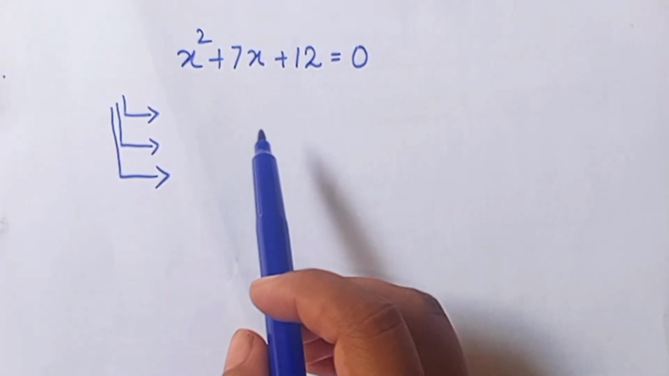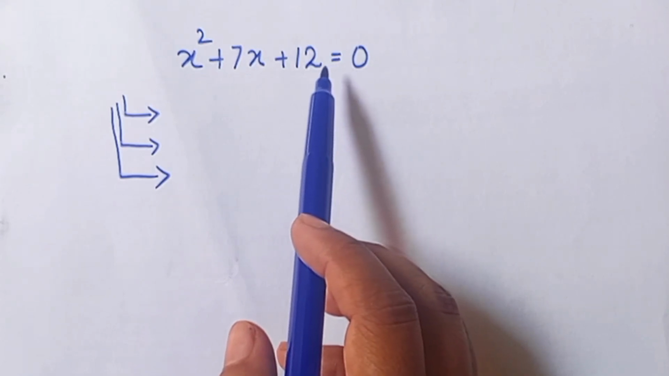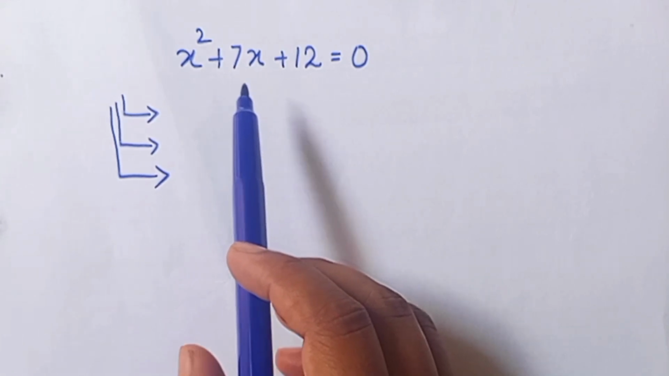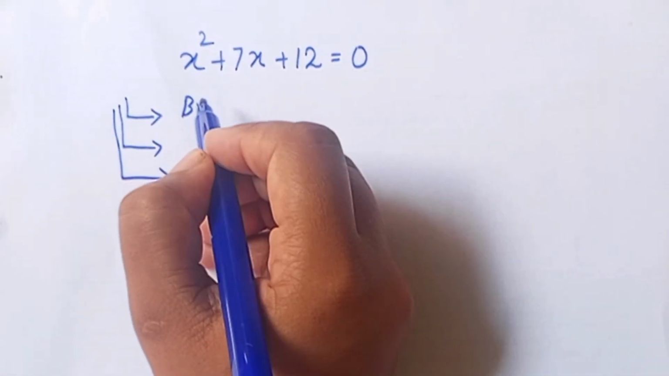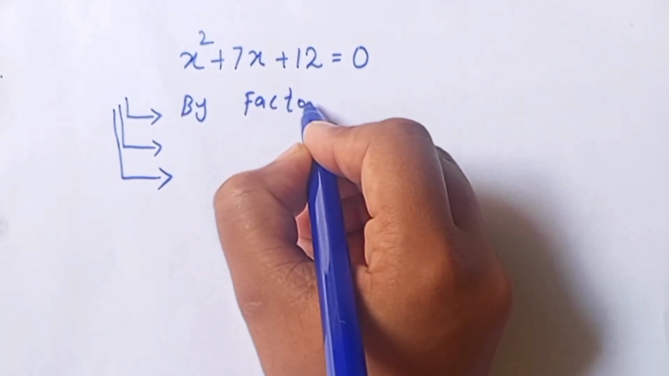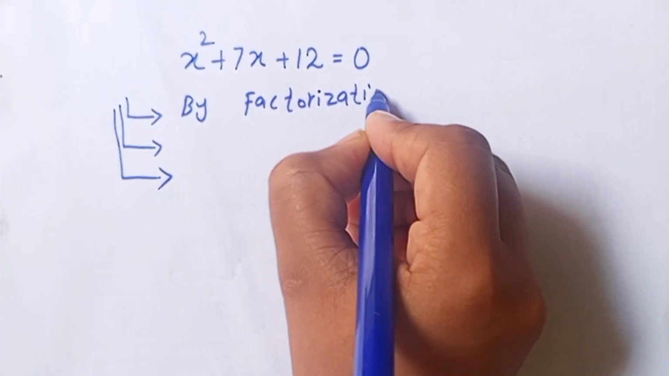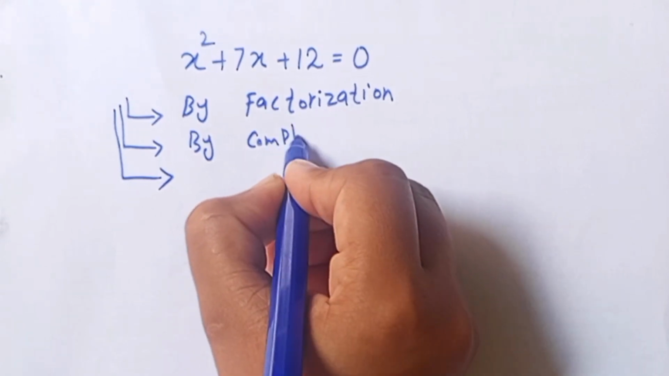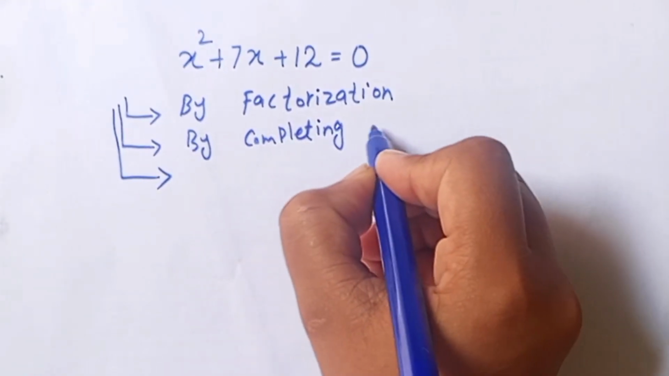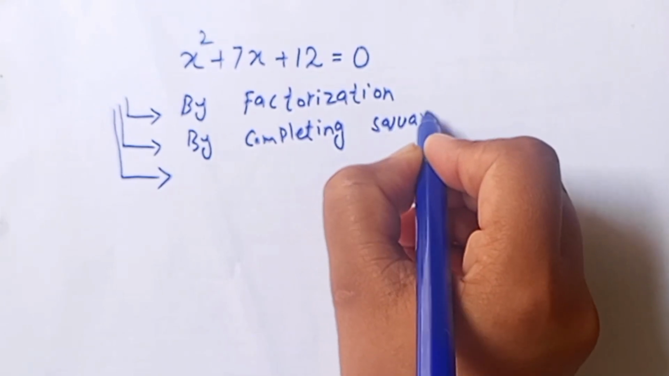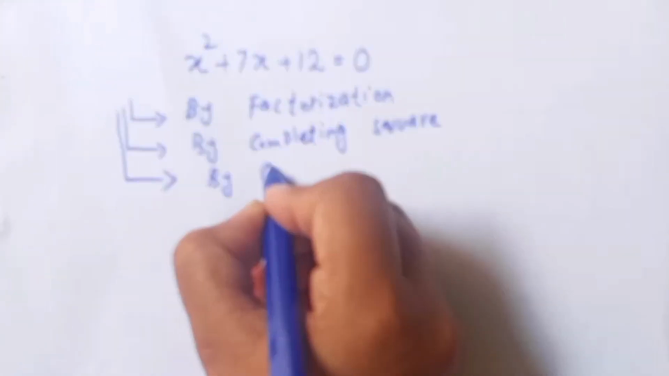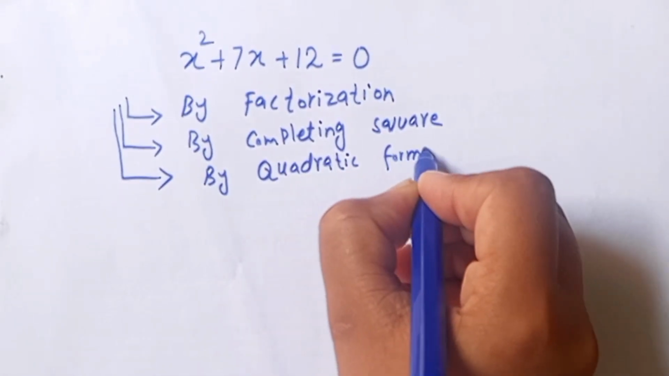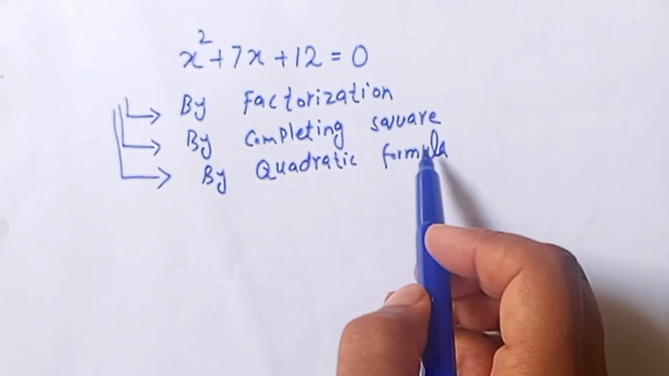In this video, we are going to solve this quadratic equation. We solve this quadratic equation by using three different methods. The first method is factorization, the second method is completing the square, and the third method is the quadratic formula. So we learn these three methods in this video.